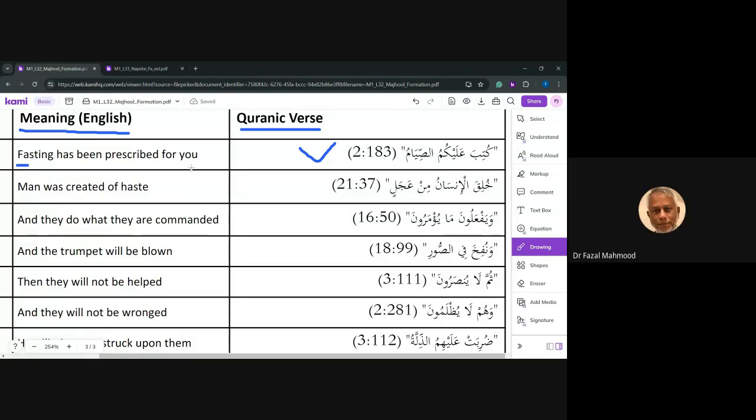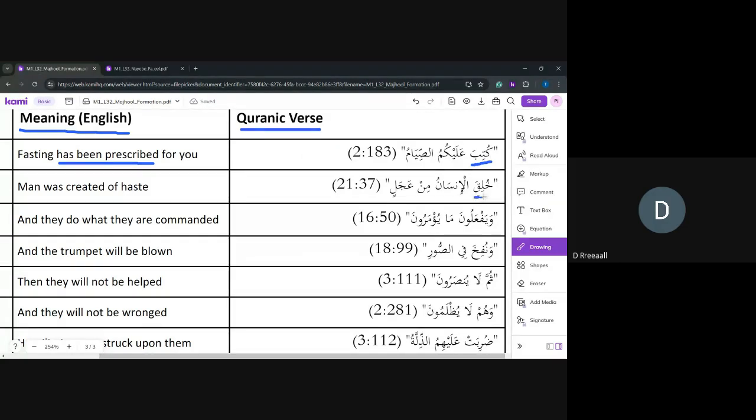Good. It has been prescribed. Who has prescribed it? Not there. Actor is not there. Correct. Allah has prescribed, but Allah is not there. So it's passive. That's the passive meaning. You do the next one as well.